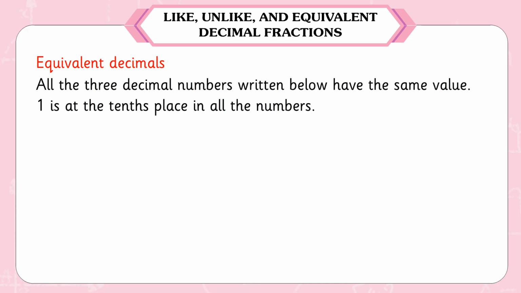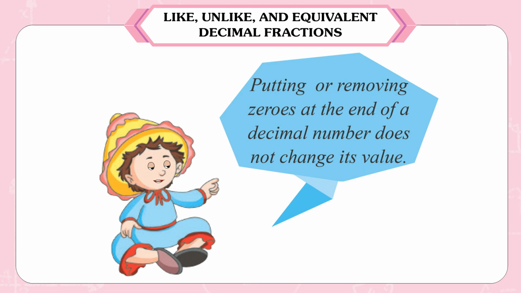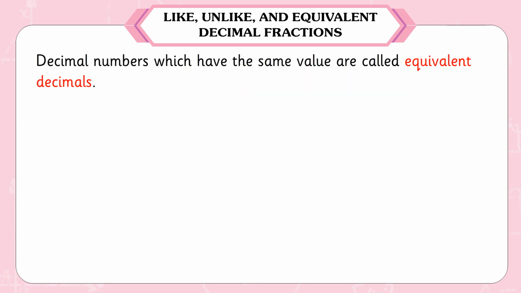Equivalent decimals. All the three decimal numbers written below have the same value. 1 is at the tenths place in all the numbers. 1/10 is equal to 10 hundredths, which is equal to 100 thousandths. 0.1 is equal to 0.10, which is equal to 0.100. Putting or removing zeros at the end of a decimal number does not change its value. Decimal numbers which have the same value are called equivalent decimals.